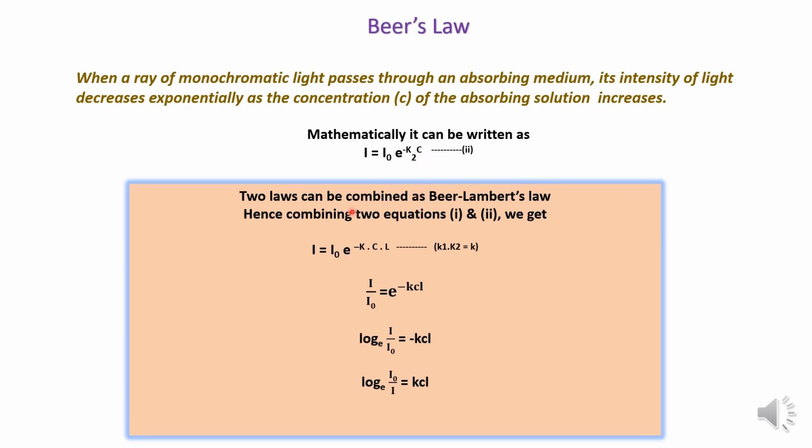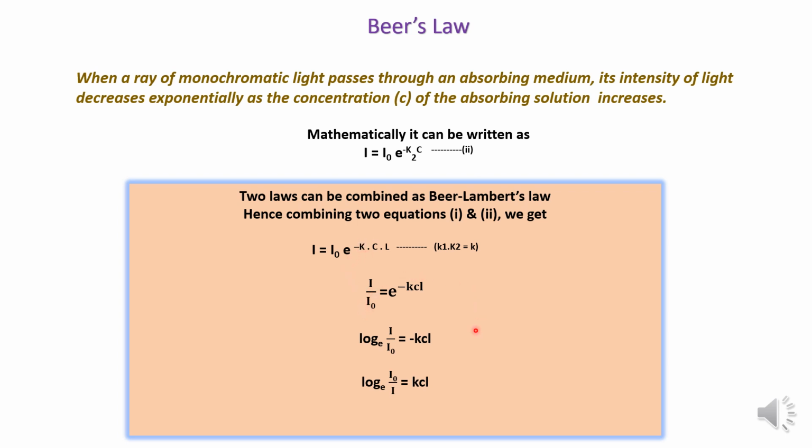Now we can combine these two laws, Lambert's law as well as Beer's law, and it will become the Beer-Lambert law. If we combine these two equations, 1 and 2, we get a new equation. The intensity of the transmitted light is equal to the intensity of the incident light multiplied by e raised to minus kcl. Here we have taken k1 times k2 is equal to k, so we get a new constant k.